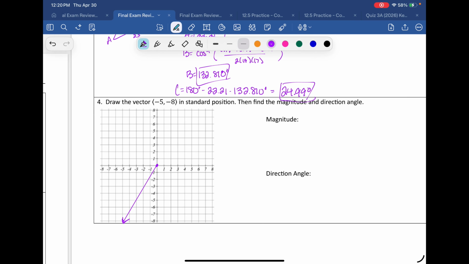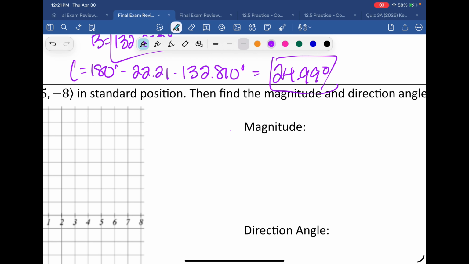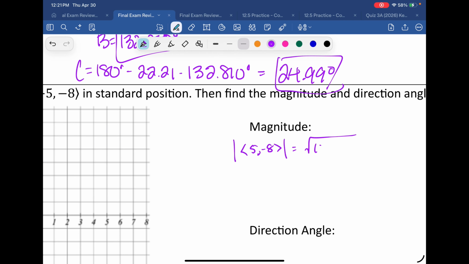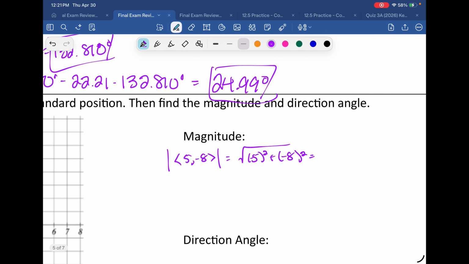Magnitude. Square root x squared plus y squared. So square root of 89.